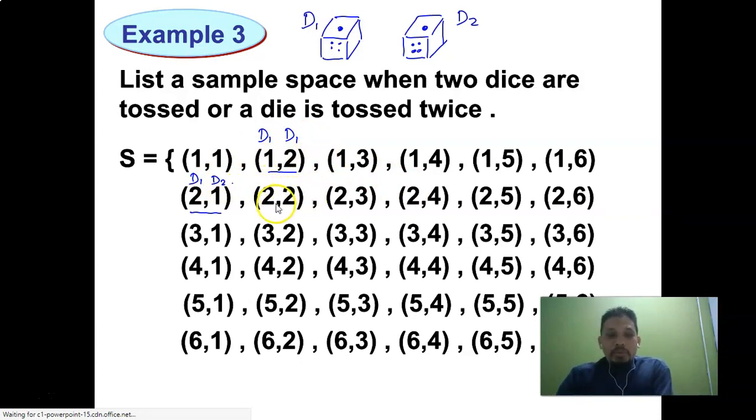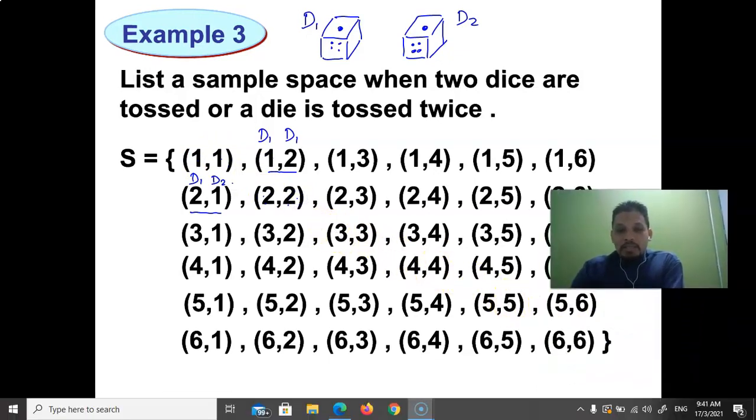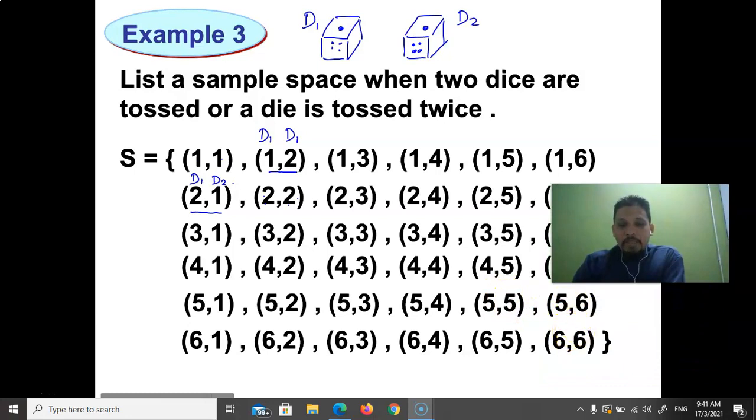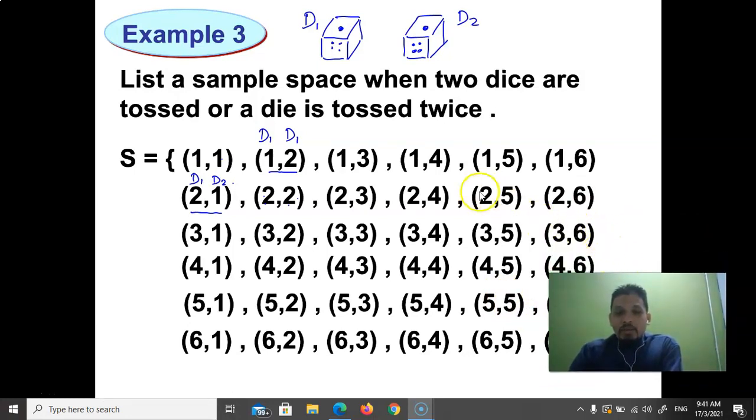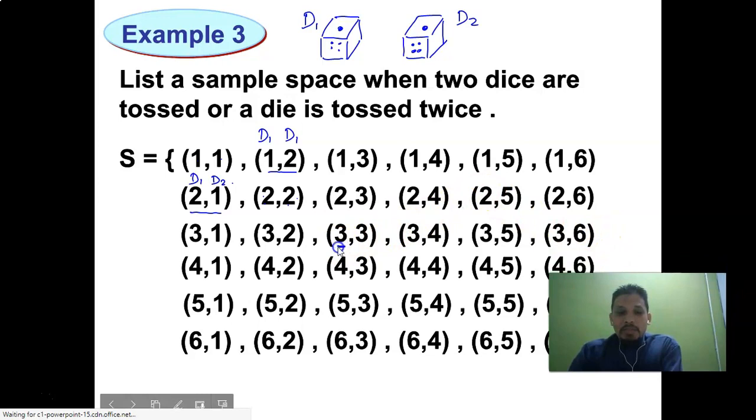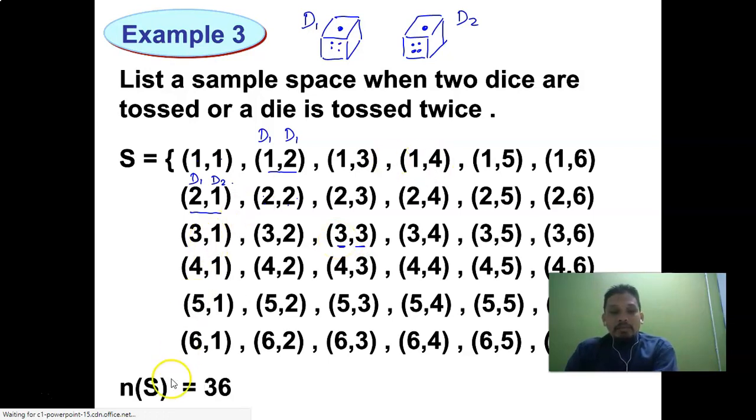For 2 and 2, there's only one result. There's no other result for 2 and 2. So you can look at this one here: 1 and 1, 2 and 2, 3 and 3, 4 and 4, 5 and 5, 6 and 6. With a double, the same result appears only once. So the number of outcomes in the sample space is 36.